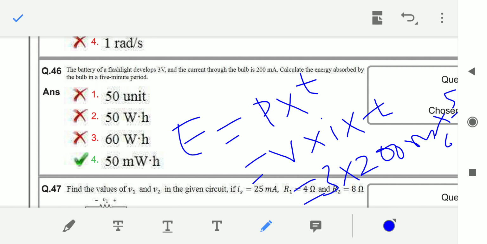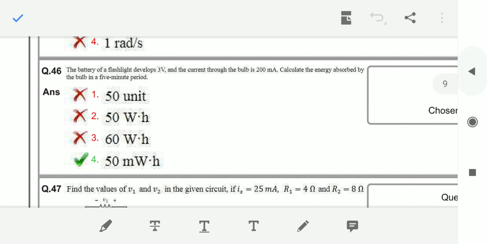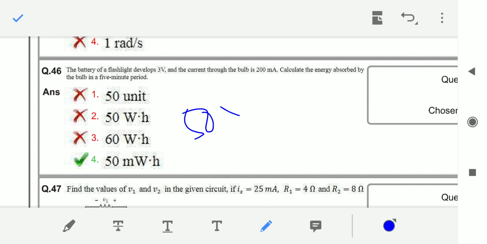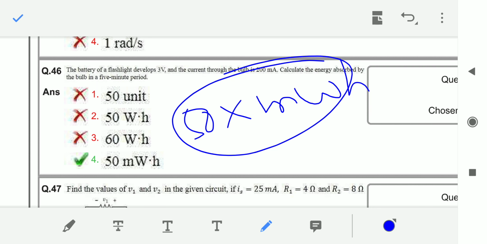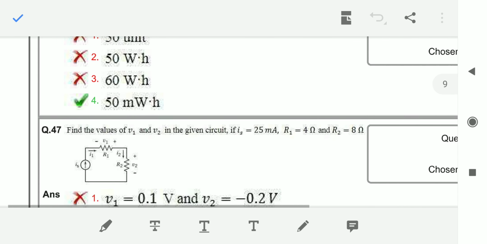Now if you calculate this, 5 ones are 5, 12s are 60, and 3 ones are 3, 4s are 12, 4 ones are 4, giving 50. So 50 into milli watt hours. This is the answer, option 4. And question number 47.